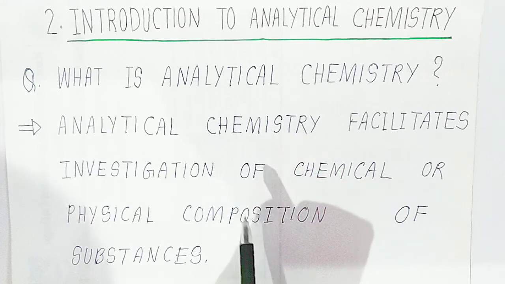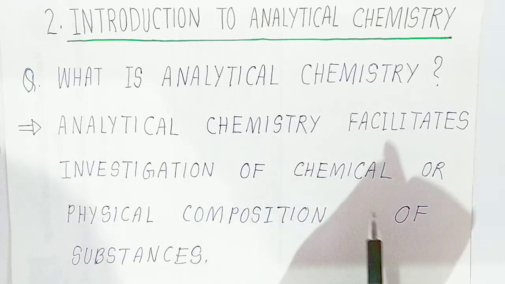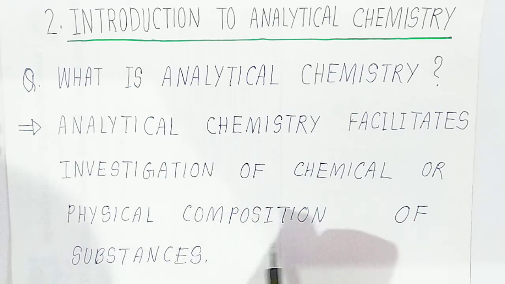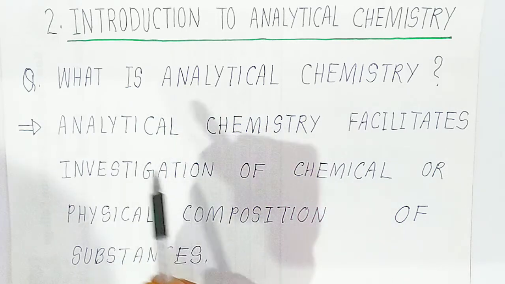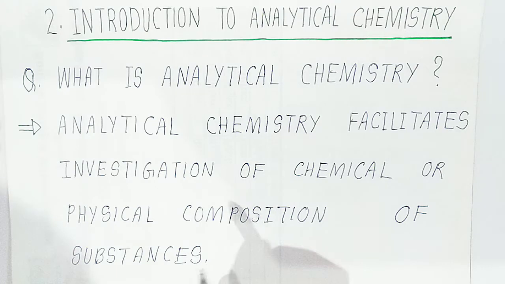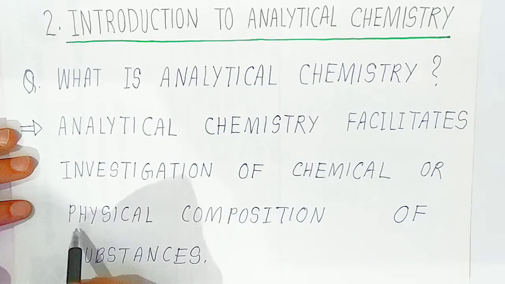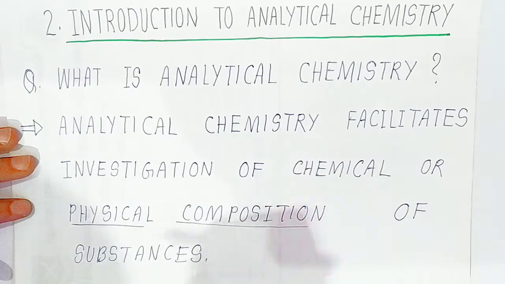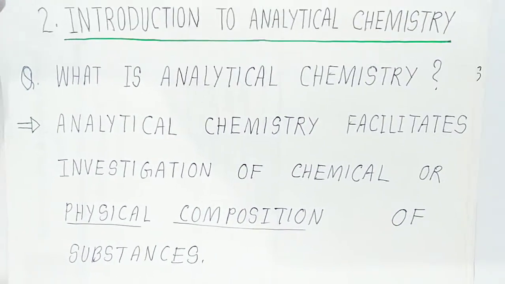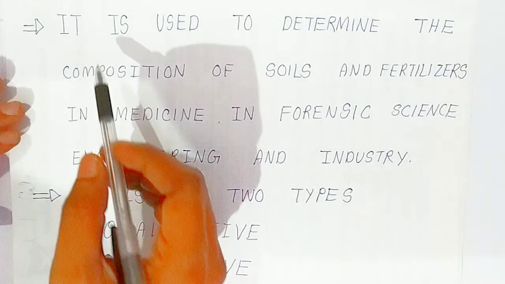Analytical means what? We will investigate the chemicals, how many chemicals are present, the physical composition of the substances, and the amount of that element present in the substance. We are going to determine this in this chapter, and that is called analytical chemistry. So students, analytical chemistry facilitates the investigation of chemicals, or we can say the physical composition of a substance.